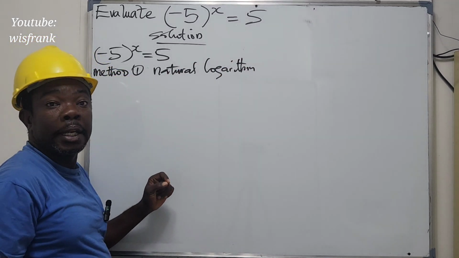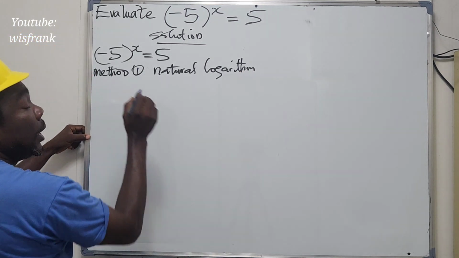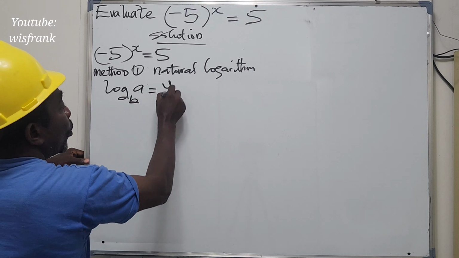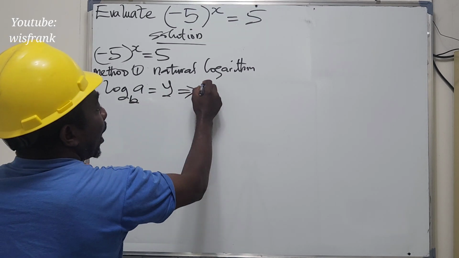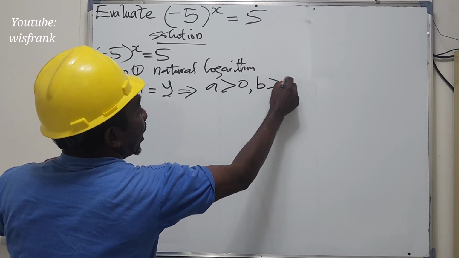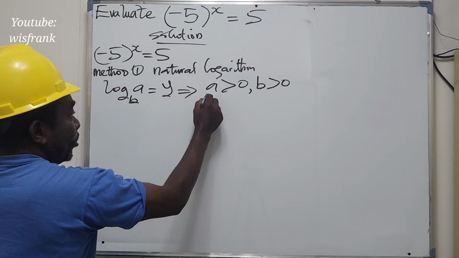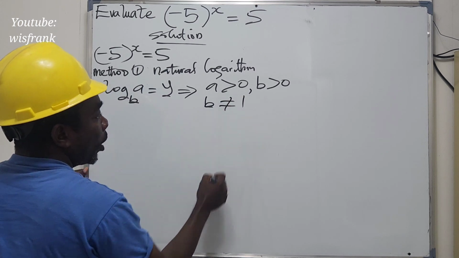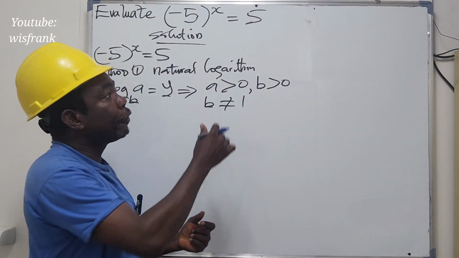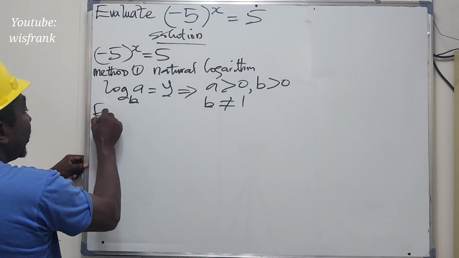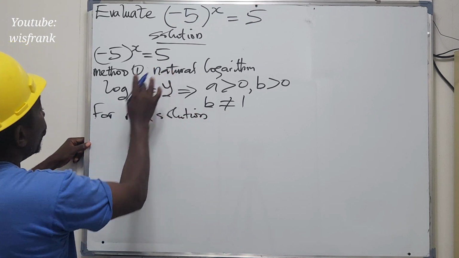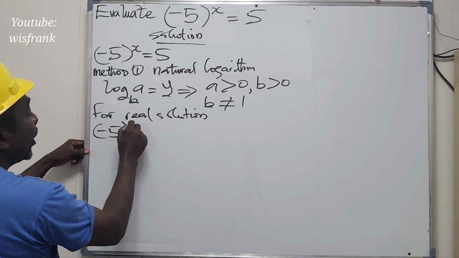In this case, this natural logarithm method says that when we have log base b of a equals y, our a must be greater than 0 and our b also must be greater than 0, and also b will not be equal to 1. So these are the rules that are going to guide us to find the real solution for the value of x.